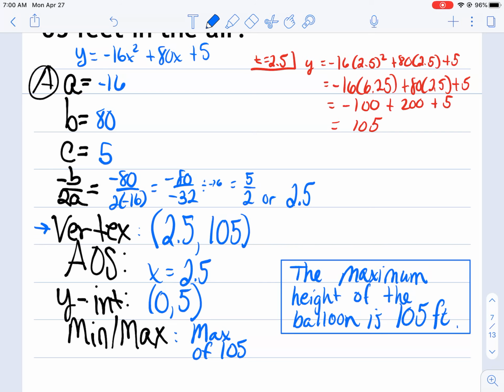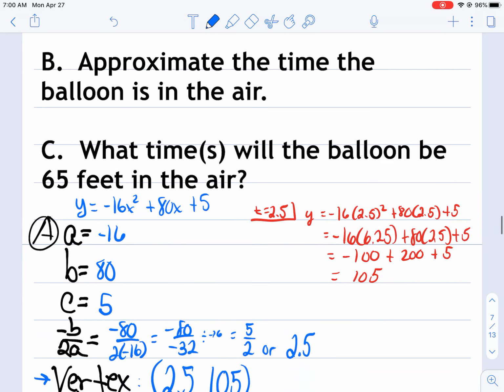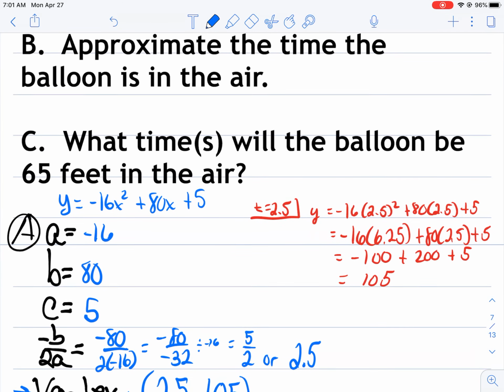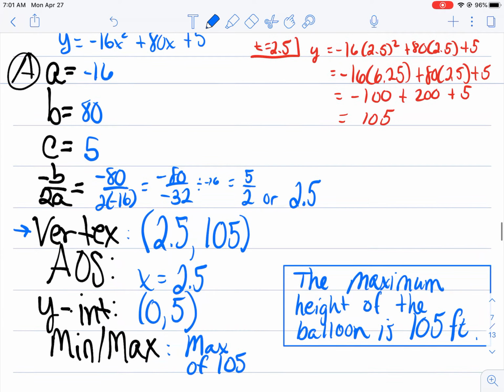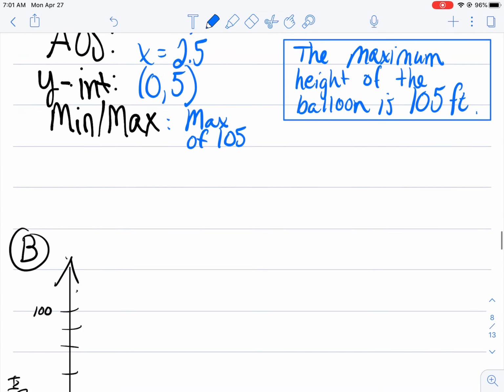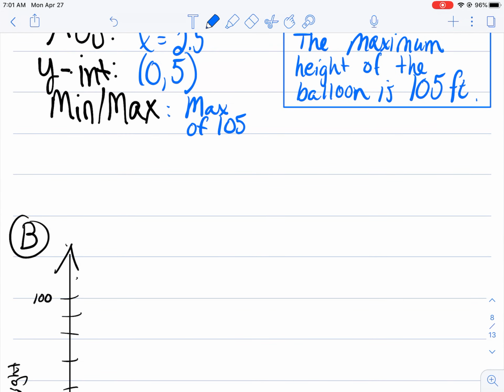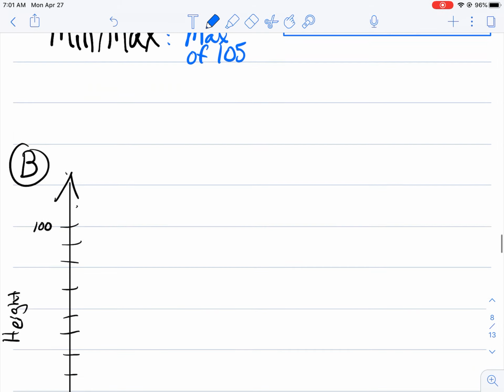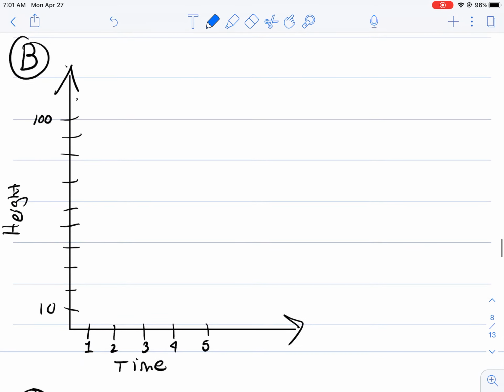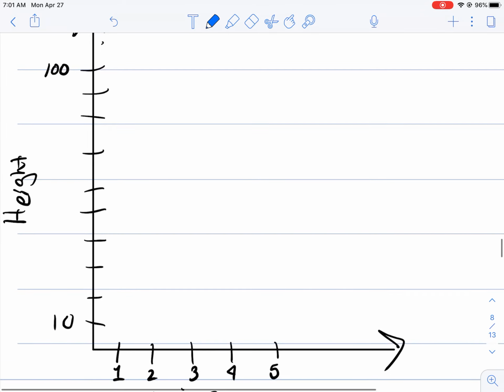Okay, and now we can do B. On B, it says to approximate the time the balloon is in the air. We can do that two different ways. You can solve a quadratic equation and figure out what time the balloon hits the ground, or you can graph it and just get an approximation, which is what we're going to do. I have my graph already set up here.